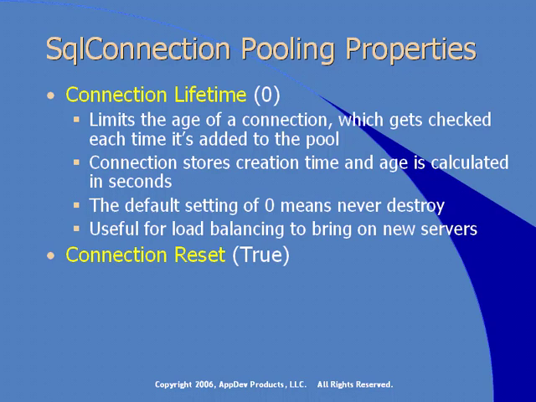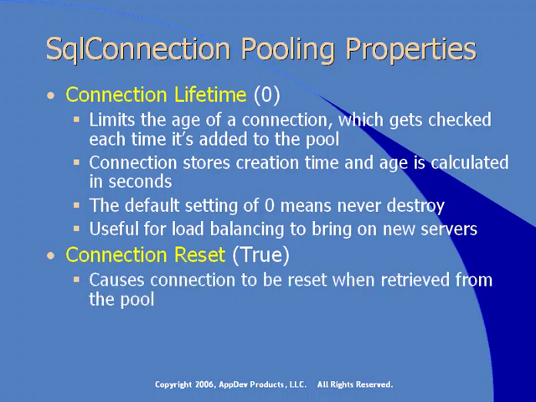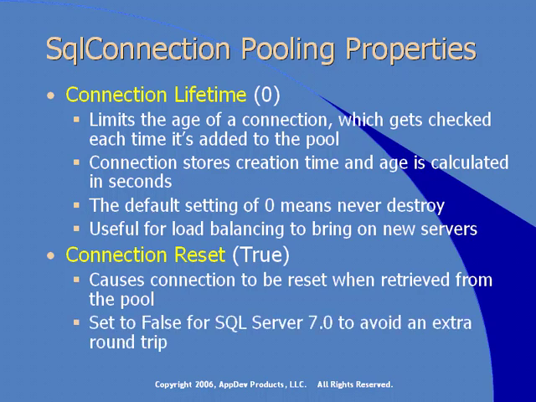There's also a connection reset that's true-false, and by default it's true. This causes the connection to be reset when it's retrieved from the pool. And one of the reasons this was exposed is that if you're working with SQL Server 7.0, you might want to set this to false because that reset actually causes an extra round trip to the server, and in some ways it mitigates some of the advantage of using connection pooling, which is partly that you want to minimize the load on the server. So this was put in largely for people who are using SQL Server 7.0.